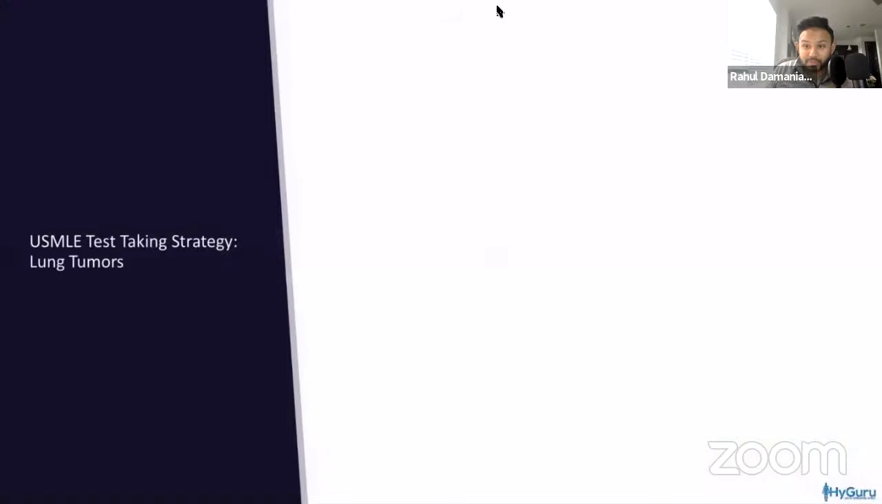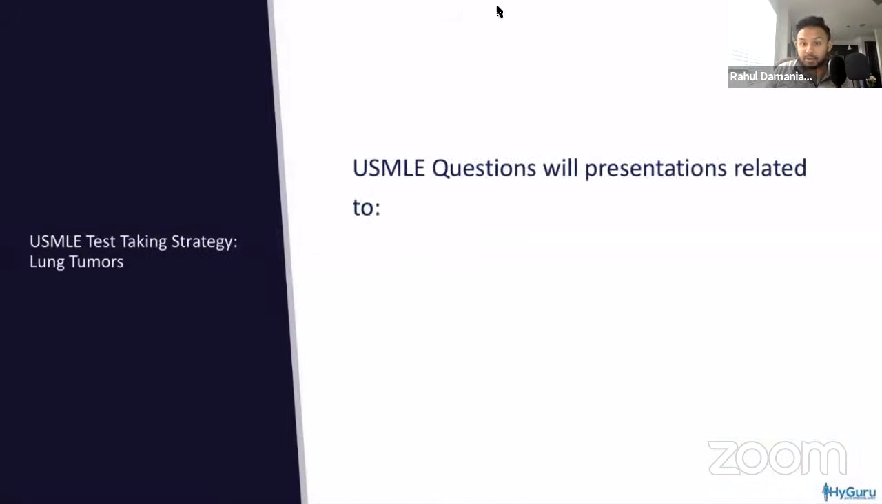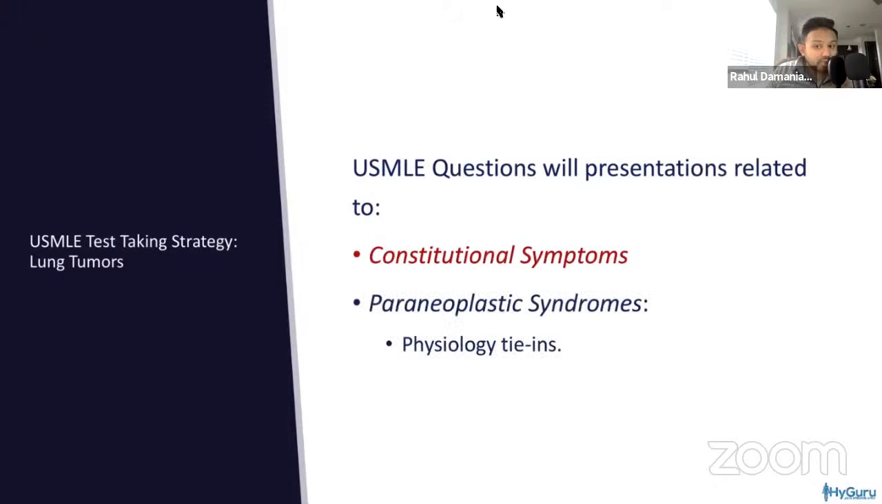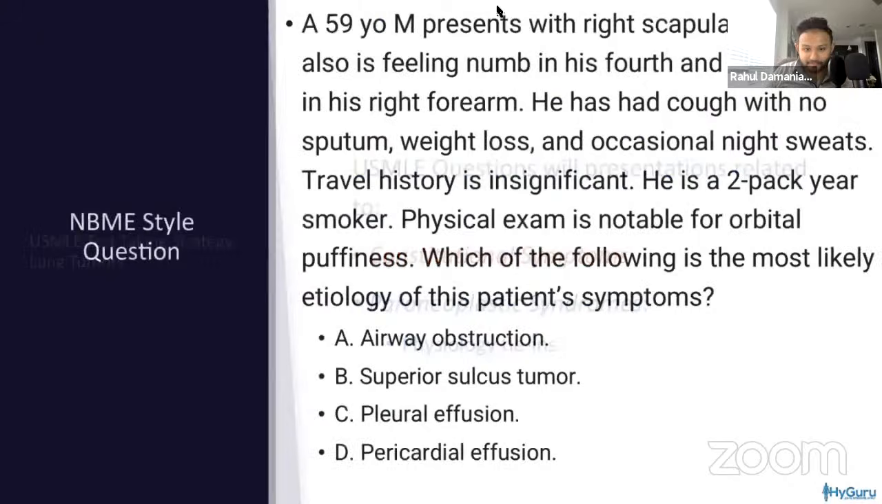When I think about lung tumors, here's how I recognize it on USMLE questions. USMLE questions will have presentations related to constitutional symptoms. They'll have essentially weight loss, they'll have this chronic cough that may have bloody sputum. They may also present your lung tumor questions with paraneoplastic syndromes, and these have very important physiology and electrolyte tie-ins.